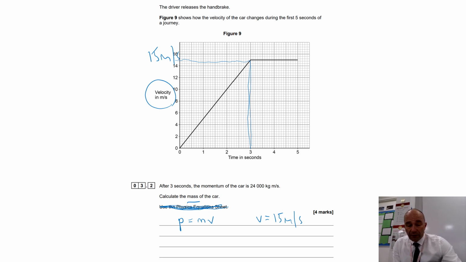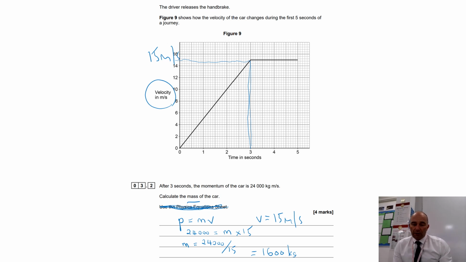Now substitute the numbers in that we've got. So we've got the momentum, which is 24,000. We don't know the mass, that's what we need to find out, but it's multiplied by 15, the velocity. We've now got a second mark for doing that. Make mass the subject of the equation, so we end up dividing 24,000 by 15, and that gives you 1,600 kilograms. And there's your 4th mark.